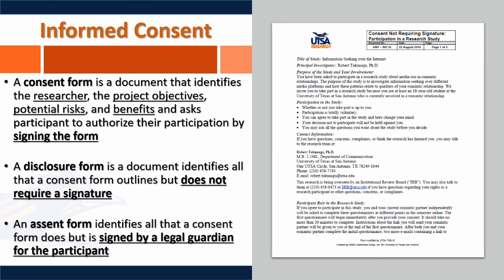Finally, an assent form is created if participants are minors under the age of 18. The minor would complete an assent form, but a consent form must also be completed by the child's legal guardian, giving the researcher permission to interact with the minor. To the right is an example of what page 1 might look like on a consent form.